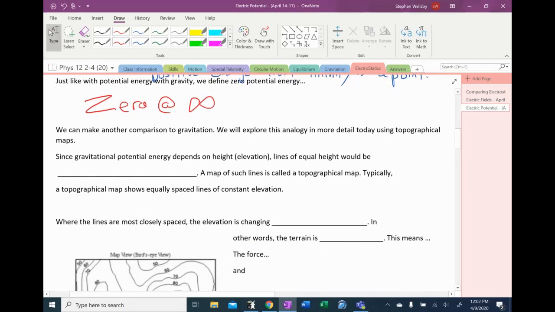So since gravitational potential energy depends on height or elevation, lines of equal height would be called gravitational equipotentials. So it's a big word there, gravitational equipotentials. So if you made a map of this, it would essentially be a topographical map. And so a topographical map shows equally spaced lines of constant elevation.